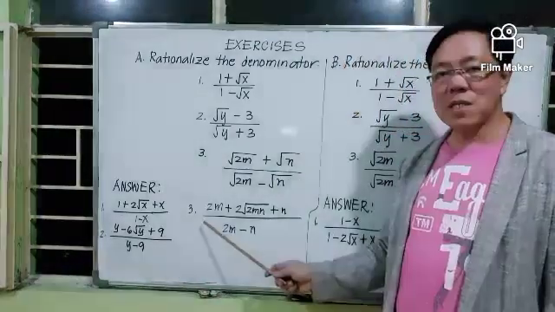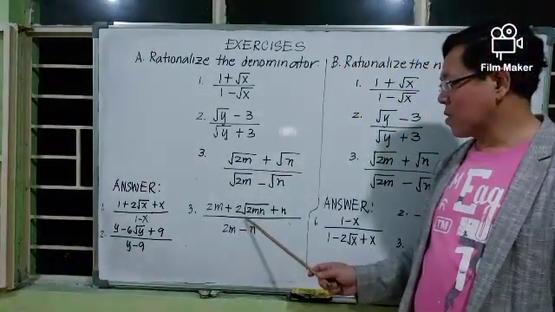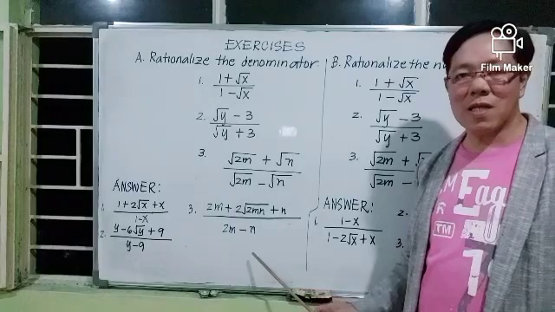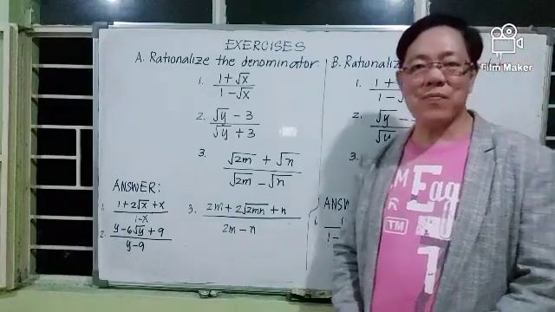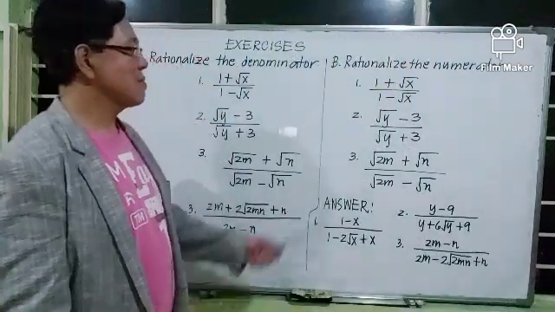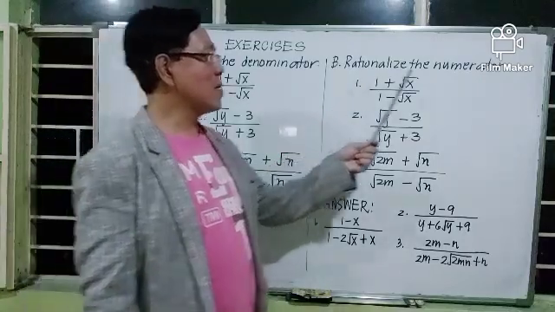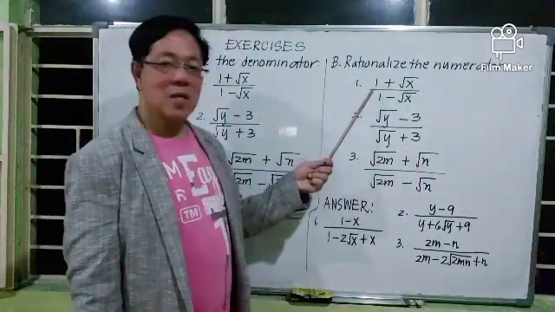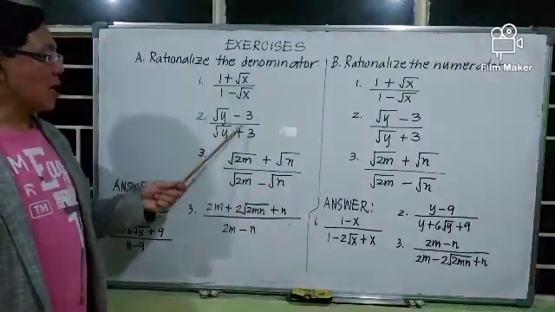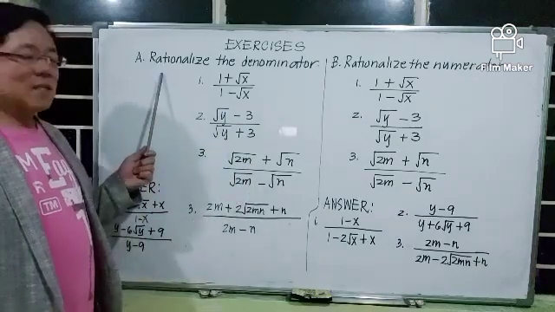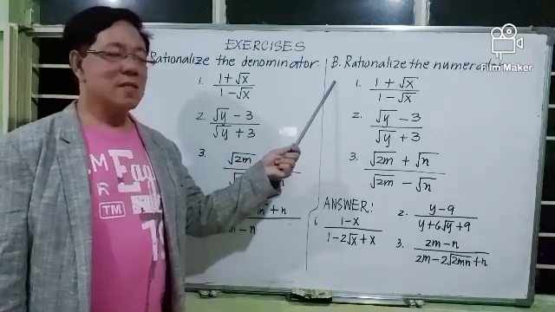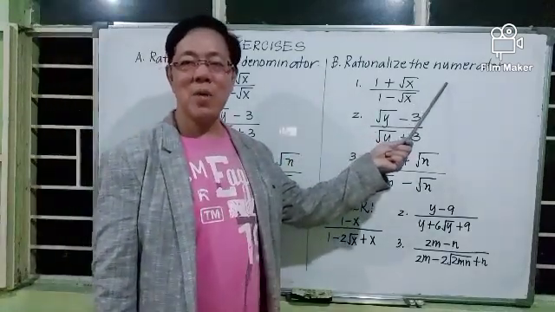For number 3, the answer is 2m plus 2 multiplied by square root of 2mn plus n all over 2m minus n. The second part of your exercise is rationalizing the numerator. Letter B, rationalize the numerator. In each of these numbers, 1, 2, 3, you have the same given rational algebraic expression as in part A, except that in part B of your exercise, you will now rationalize the numerator.